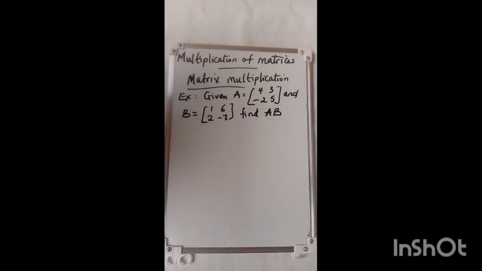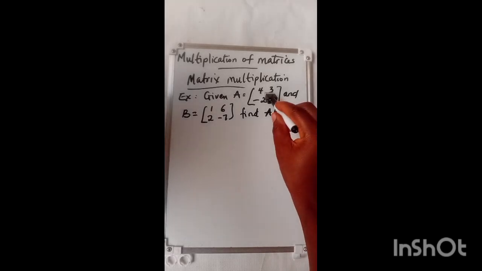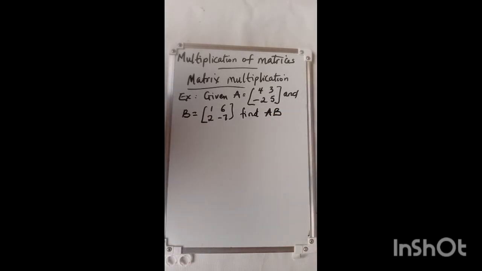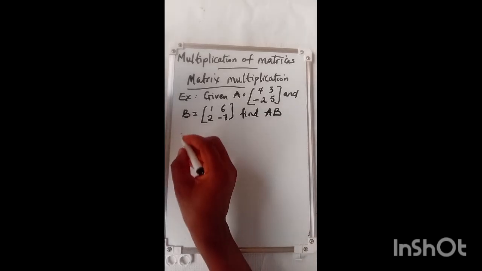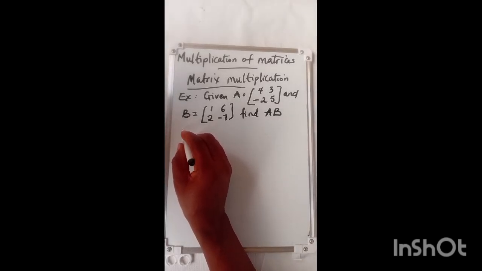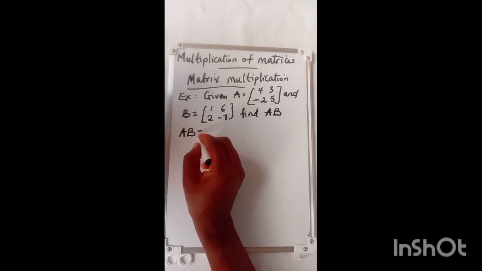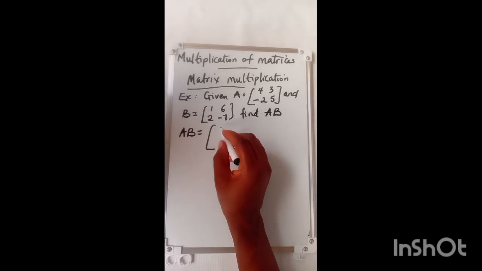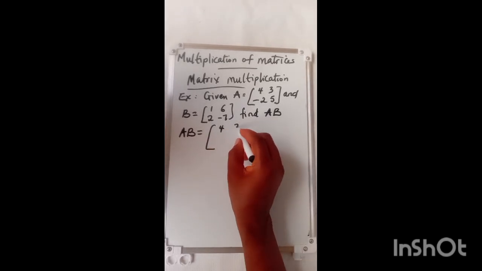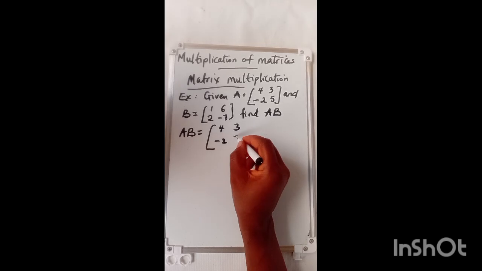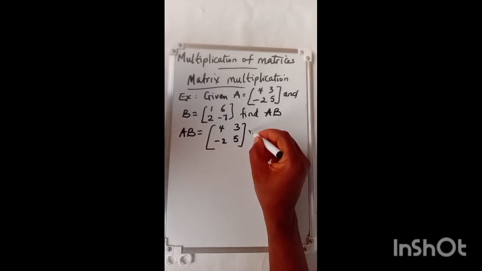We continue under matrix multiplication. Here we are going to be multiplying matrix by matrix. Given matrix A and matrix B, find AB. This means we are going to be multiplying matrix A by matrix B. How do we go about this? Only matrices of the same order can be multiplied. So here we are going to have our matrices written in this form.